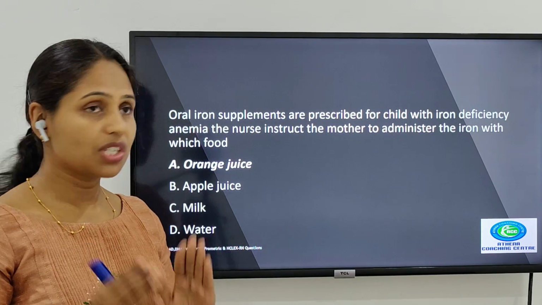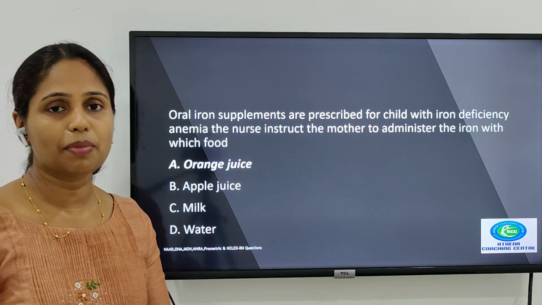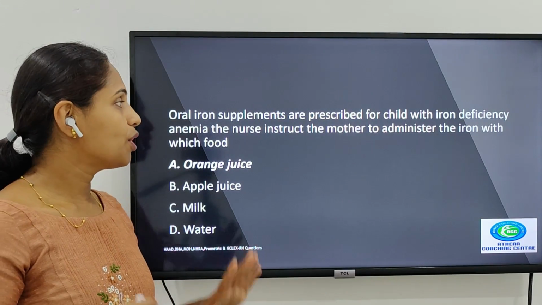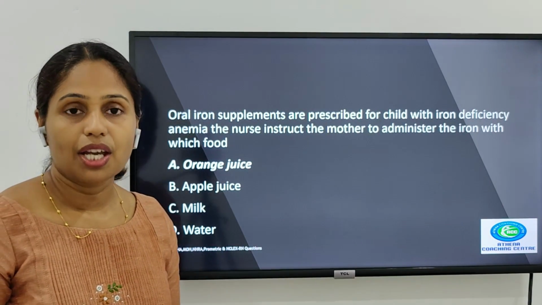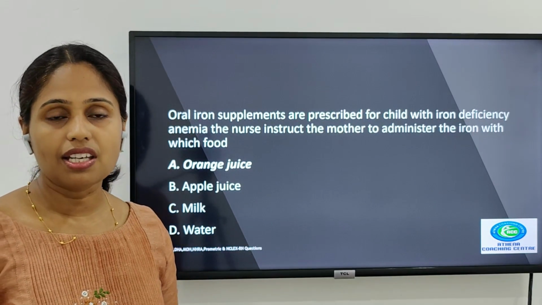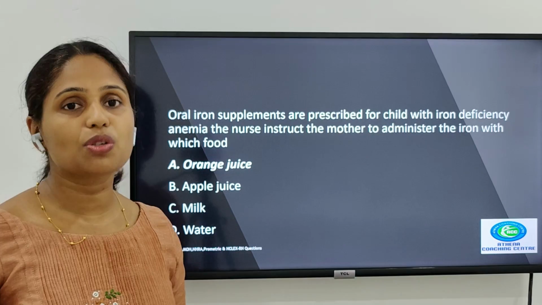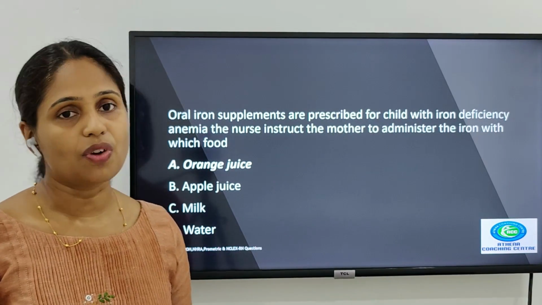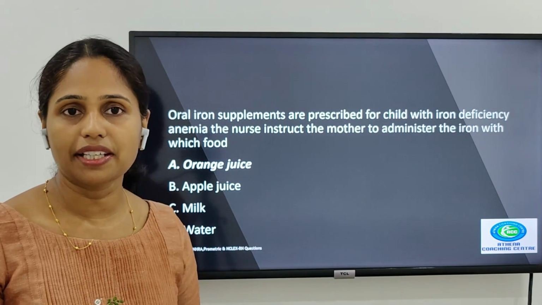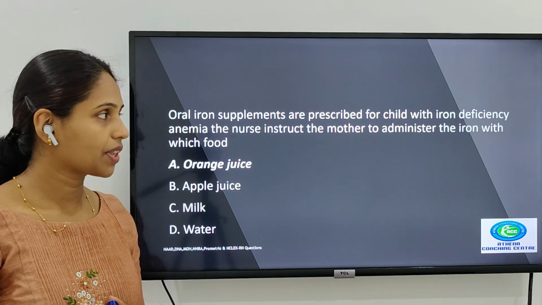A child with iron deficiency anemia, and the nurse is instructing the mother to give iron along with which food? For better absorption of iron, you have to give vitamin C, because vitamin C increases the absorption of iron, or helps in the proper synthesis of iron. Clear? So, this point is okay.